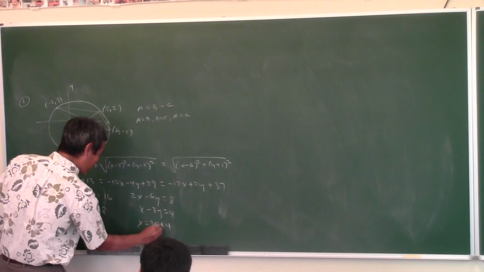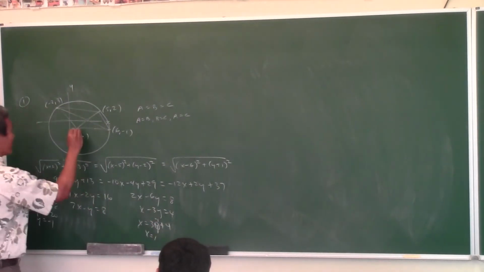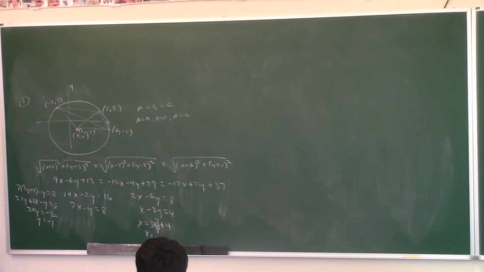Plug it back in here. So if y is negative 1, x is 1. So therefore, this point is (1, negative 1). There you go. Or you can do the circumcenter. How many people did circumcenter?